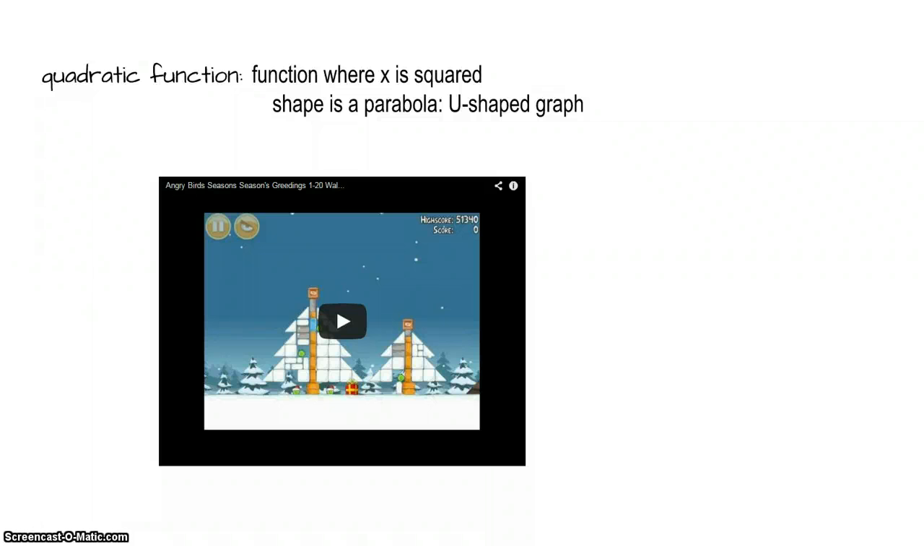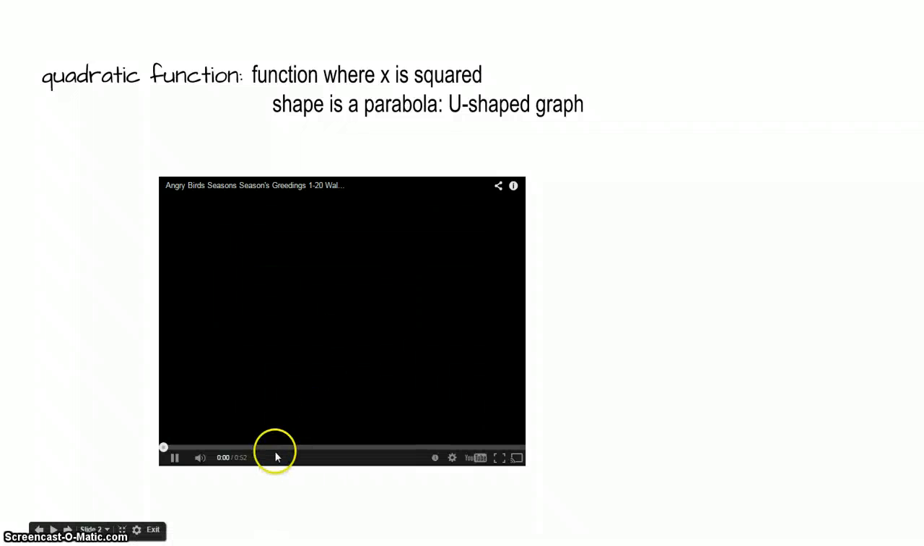Before we get started, first you need to know what a quadratic function is. Basically, it's a function where x is squared, and the shape is a parabola.